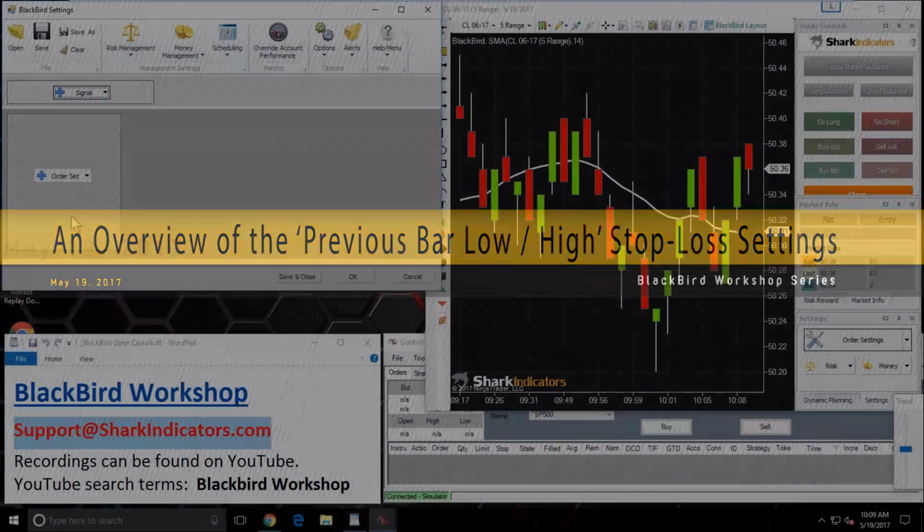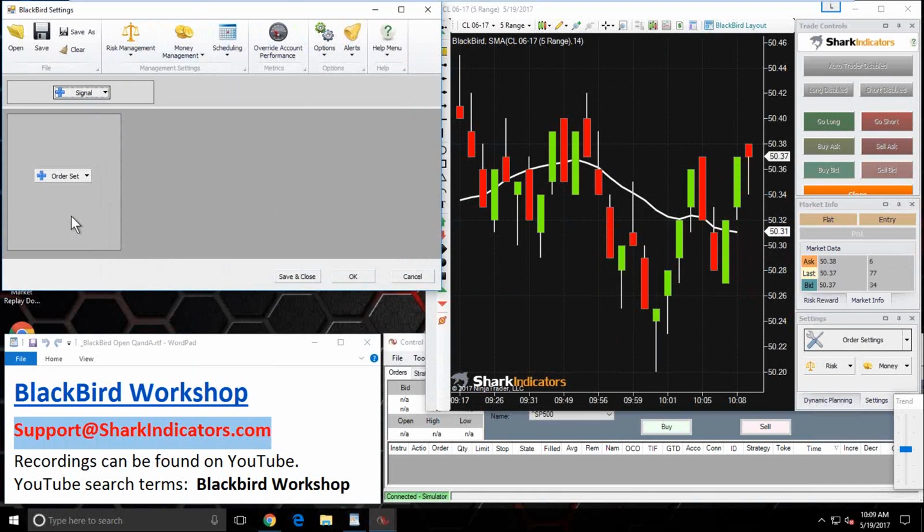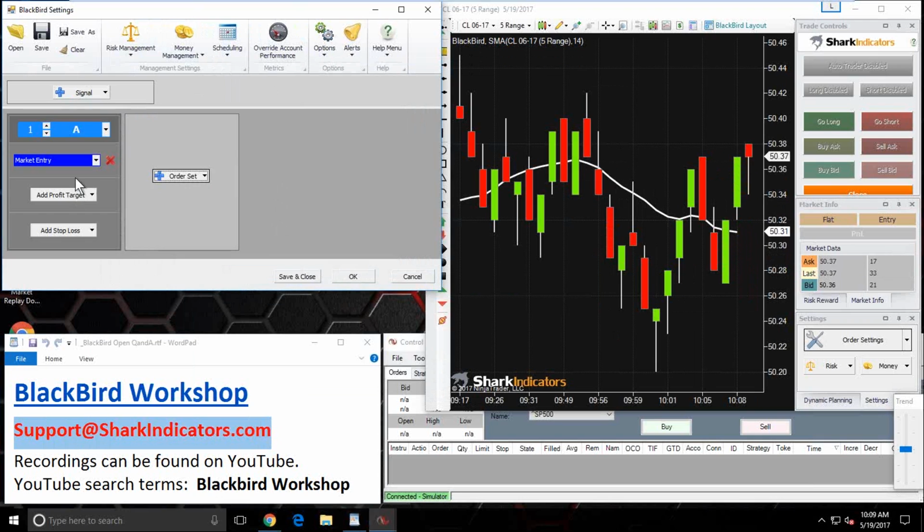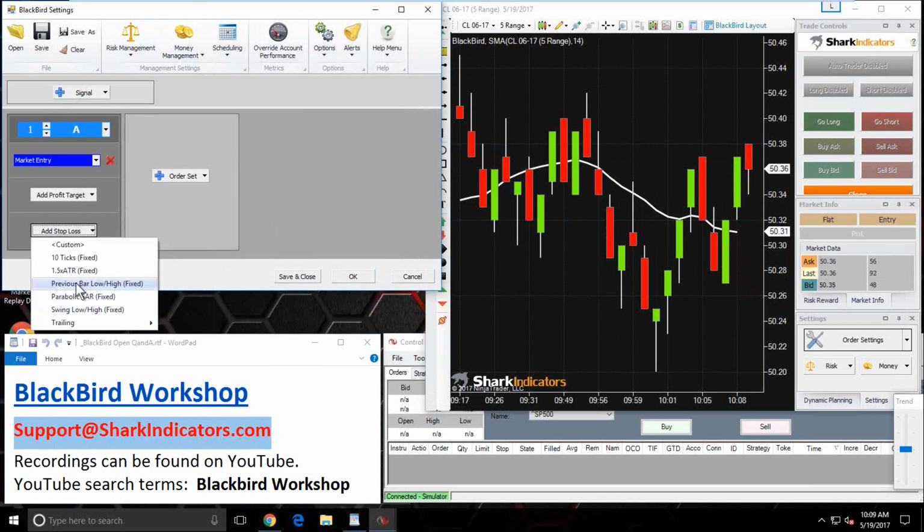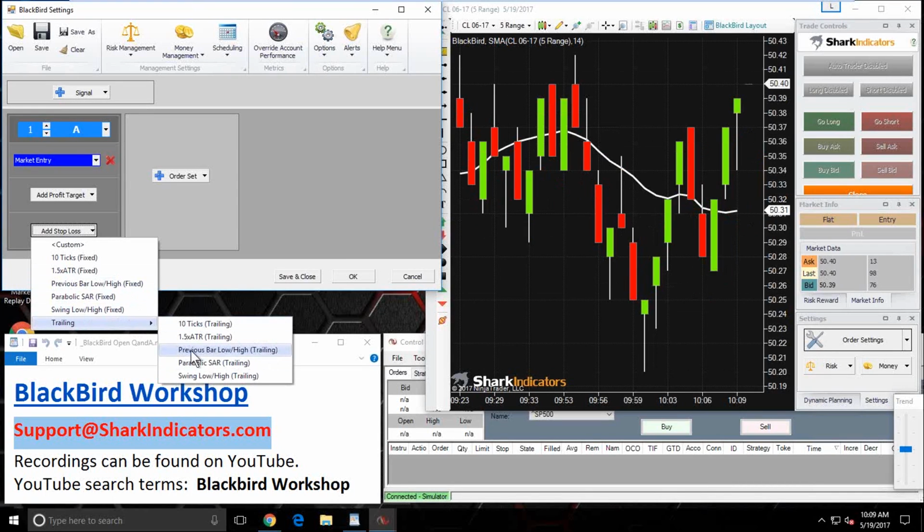Let's see. So trailing the previous bar high or bar low did not seem to work properly. Well, okay, let's take a look. So let me just go make a quick order here. And let's see. So Bob, are you using the fixed one, or are you using the trailing one? So you'll see that everything here has a duplicate inside the trailing.